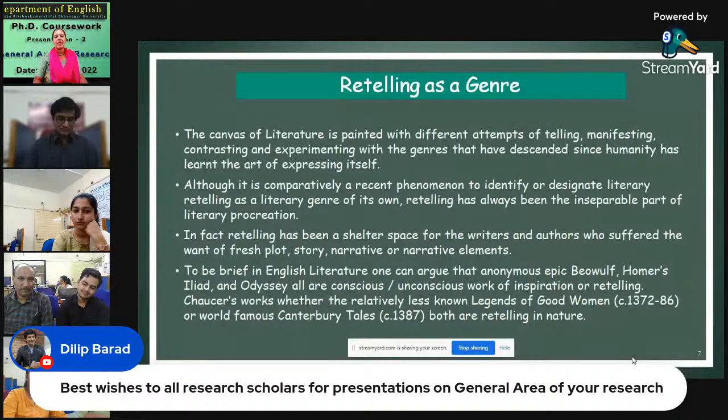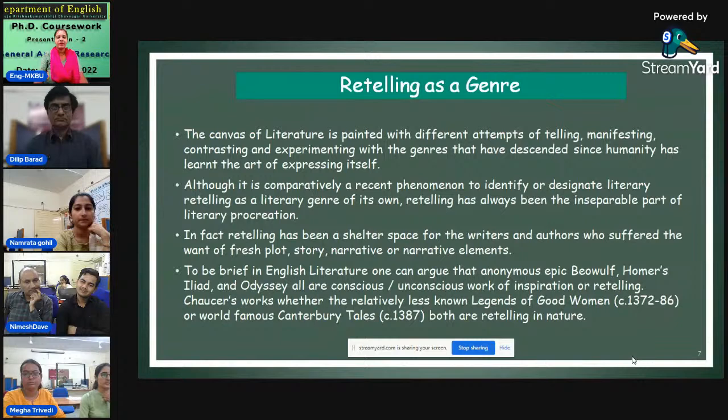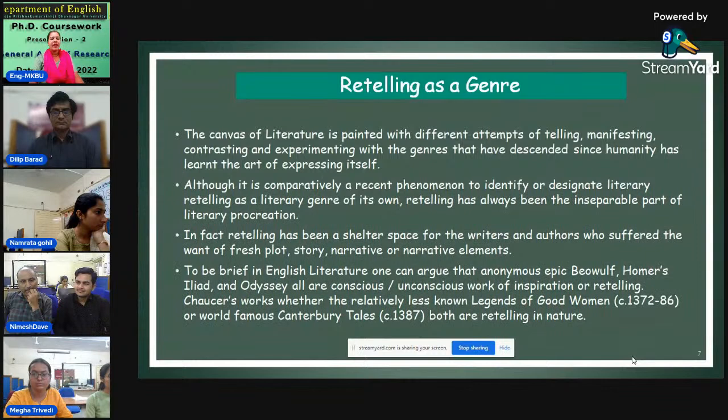In fact, retelling has been a shelter space for the writers and authors who suffered the want of a fresh plot, story, narrative or narrative elements. Here we can get very unique things with retelling, and here we get fresh things like plot, story and narrative. To be brief, in English literature, one can argue that anonymous epics like Beowulf, and Homer's Iliad and Odyssey, are all conscious or unconscious works of inspiration or retelling.